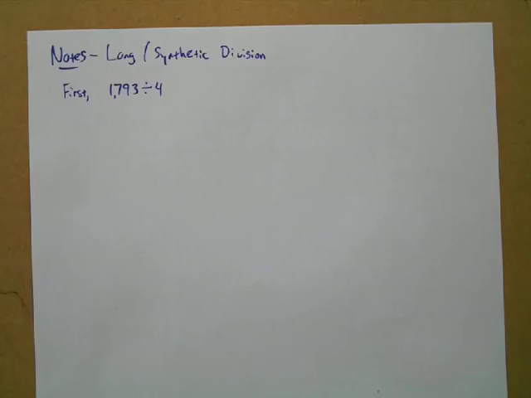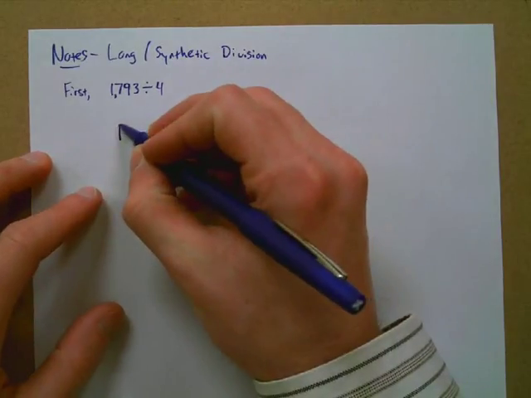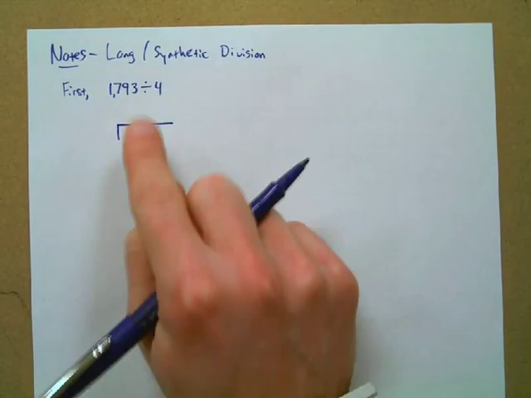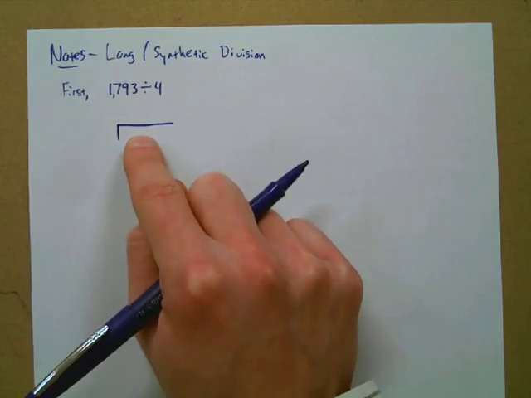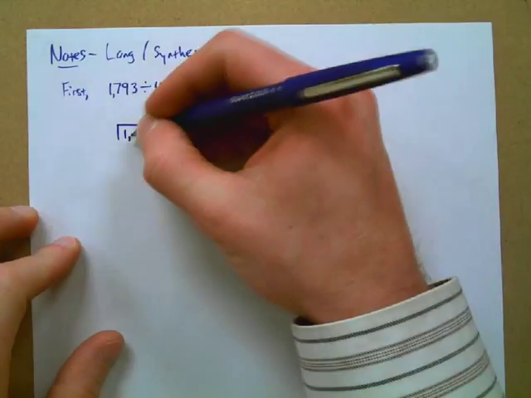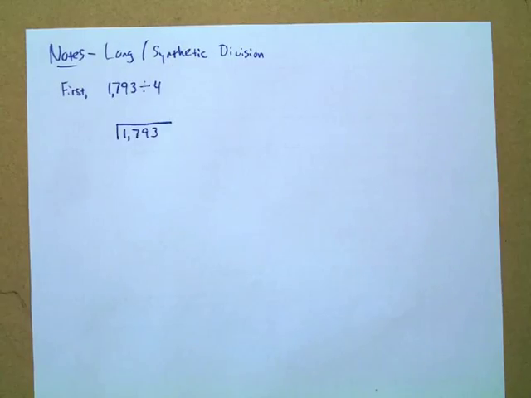The first thing is we have to set it up correctly in the division algorithm. When you use division, normally we use this little symbol when we do long division. And what number goes in this box here, in this case? The 1,793. The thing that is being divided goes in there.